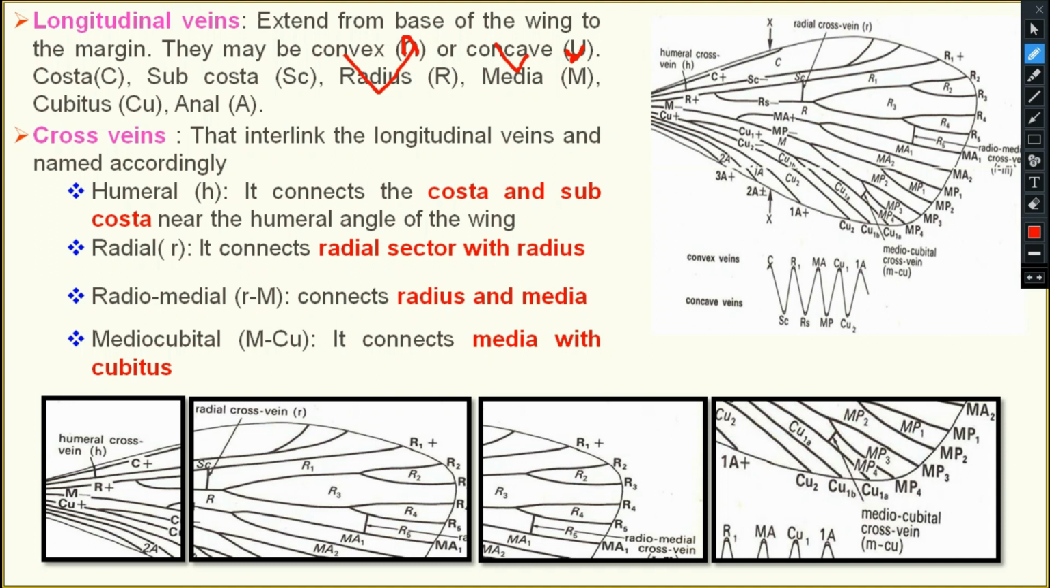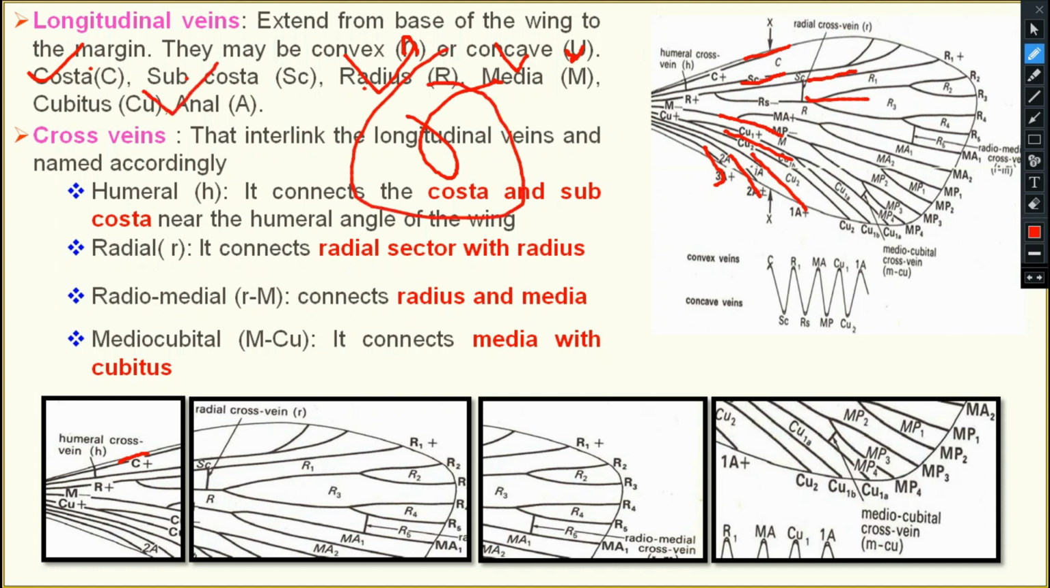So what are the different types of veins you see? One is costa, the anterior vein. Then subcosta will come. Then radius will come, radius and radial sector. Then your media will come. Then your cubitus will come. Then your unbranched anal veins will come. Like this, how many are there? 1, 2, 3, 4, 5, 6. Six veins are there.